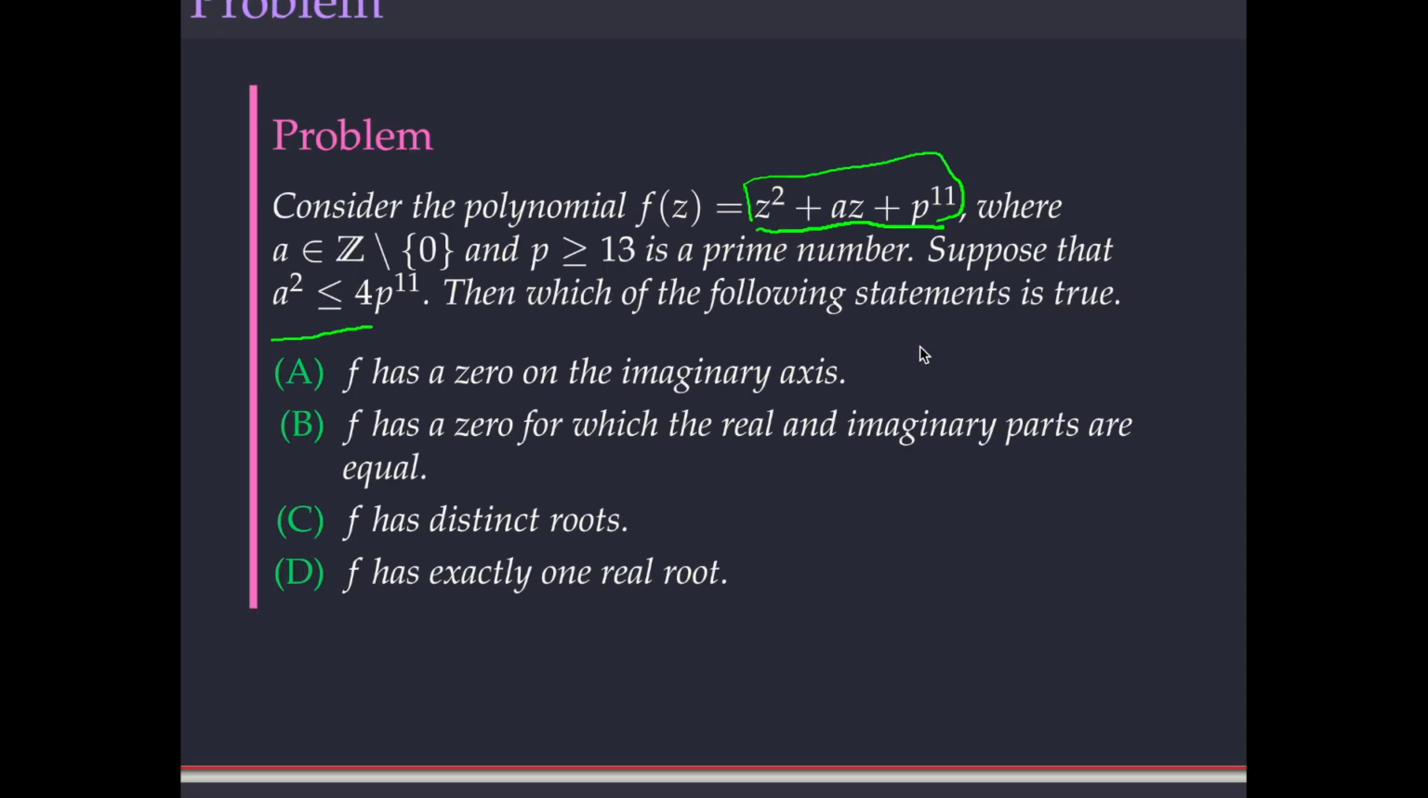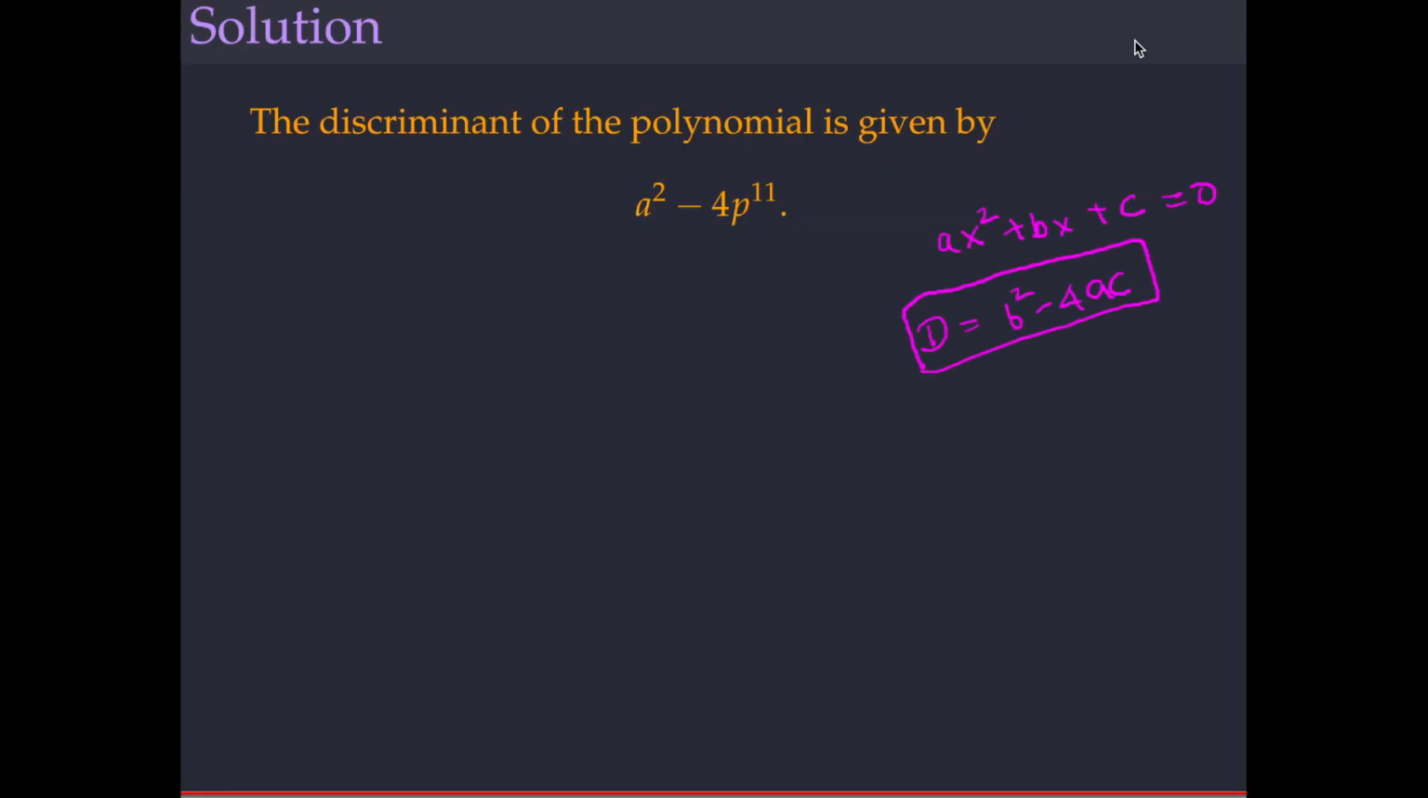Here your a is 1, b is a, and c is p to the 11. So what is the discriminant? It is b square, so a square, minus 4 times the coefficient of z square times the constant term, that is 4p to the 11. And that is what I have written here. The discriminant of the polynomial is given by this.